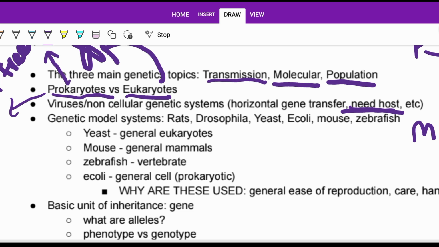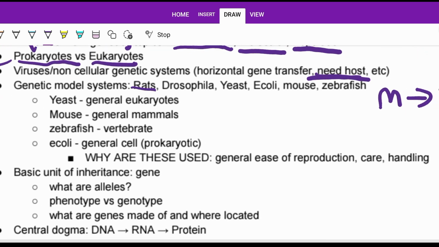So, genetic model systems. These are organisms that we use to study the effects of genetics and that we can manipulate easily. Some common ones are rats, Drosophila, which is a fruit fly basically, yeast, E. coli, mouse, and zebrafish. The reason we pick these is mostly because of how easy they are to breed and how easy they are to handle. Humans take a long time to reproduce, but Drosophila can reproduce in a matter of days. So that's really good for seeing gene changes from each generation.